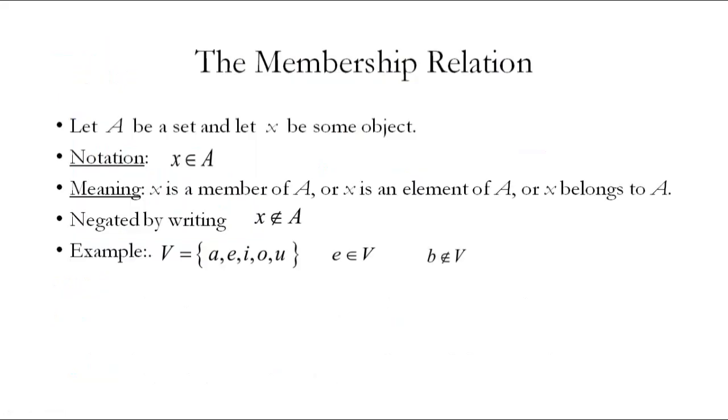The membership relation, we already came across the membership relation. How will we represent the membership? That is belongs to. So let A be a set and let X be some object. Notation: X belongs to A. That means the element X belongs to the set A, meaning X is a member of A. That is the meaning. If it is not a member of A, we use the same belongs to symbol with a strike-off. Okay, that is called not belongs to A. So here is a simple example: V is equal to {a, e, i, o, u}. E belongs to V and B does not belong to V.